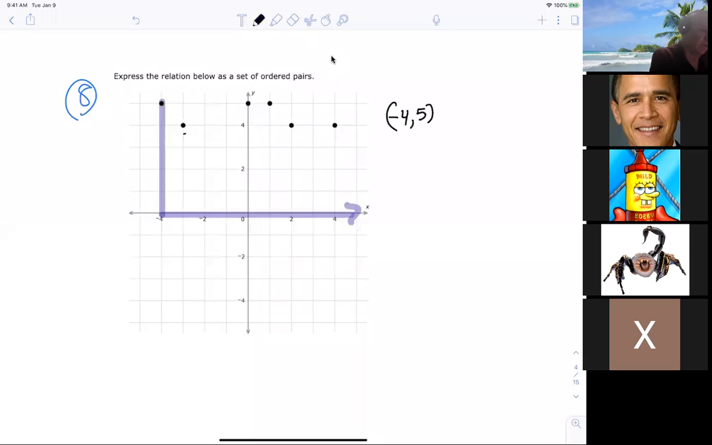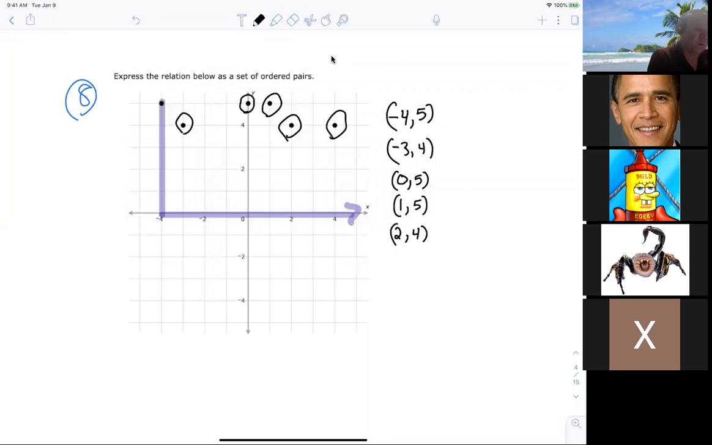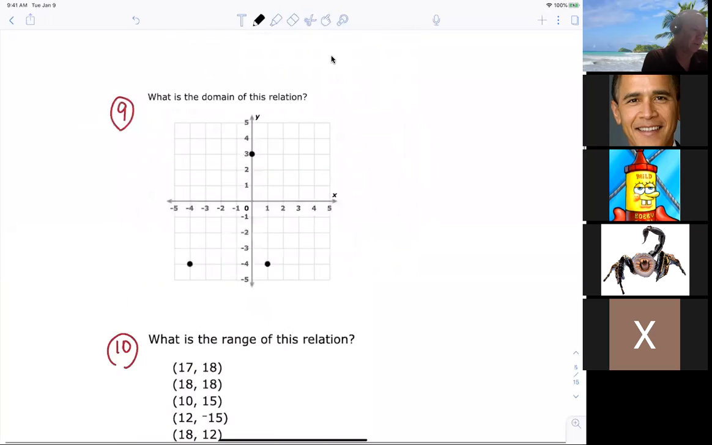Then the next point right here is -3, 4. Over here, the next point, 0, 5. Next point, 1, 5. 2, 4. 4, 4. All right, that's how easy it is. Anybody have any issues? All right, I'm happy. Let's look at 9.